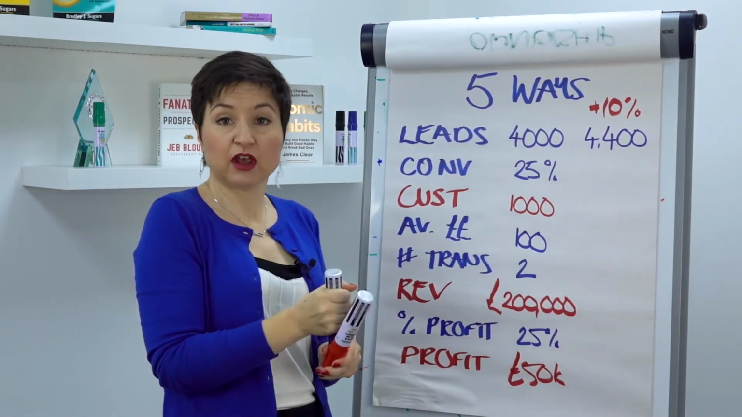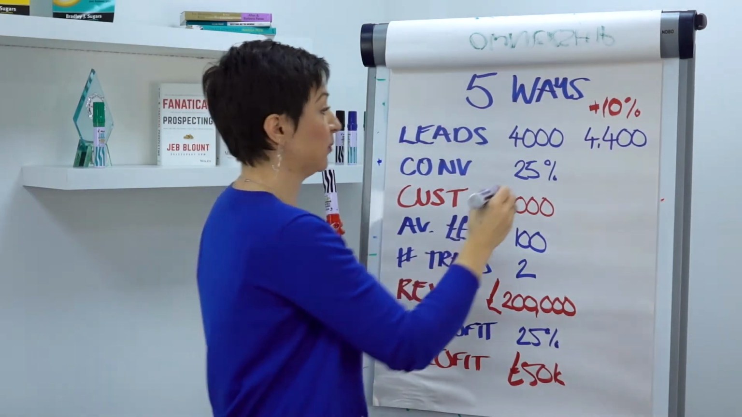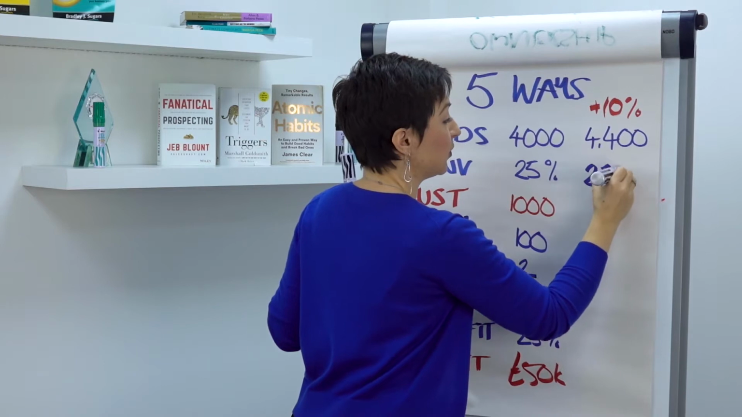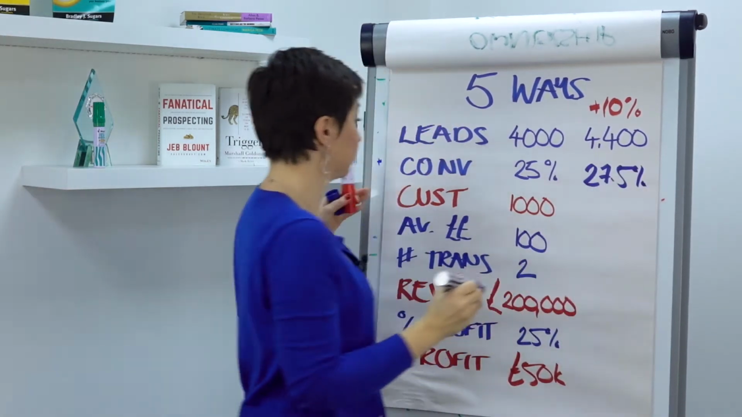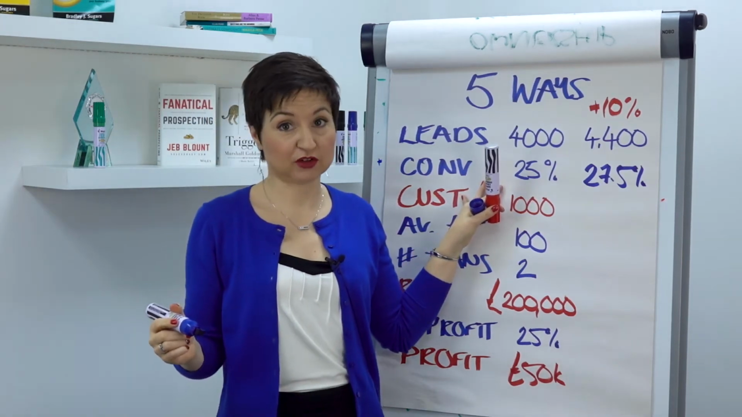So conversion rate. Conversion rate doesn't go to 35%. We're not adding 10%, we're increasing it by 10%. So that goes to 27.5%. So just a small increase on conversion rate. And conversion rate's the type of thing you start measuring, it starts to increase.